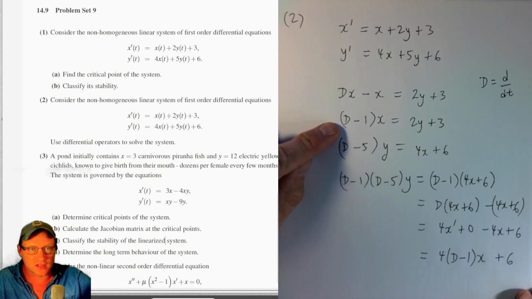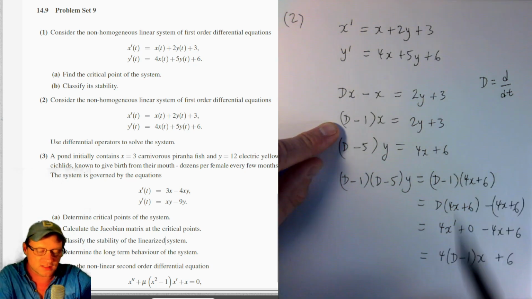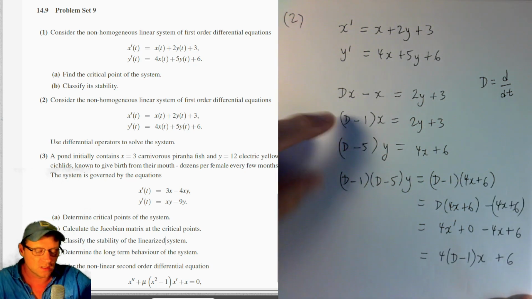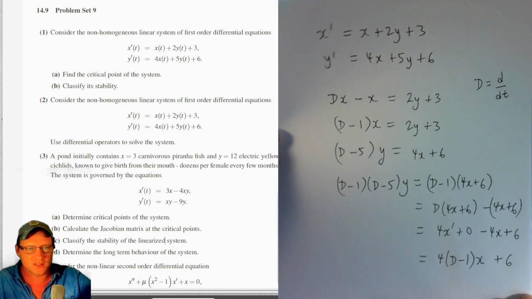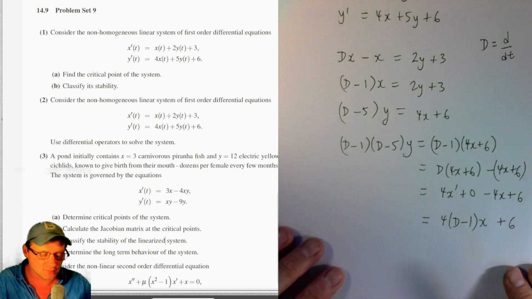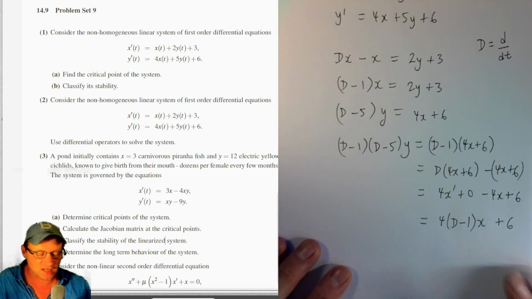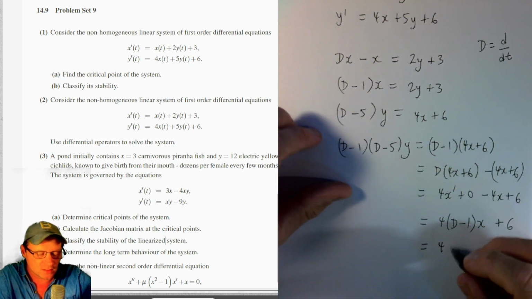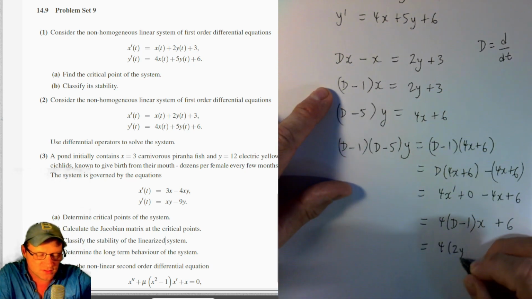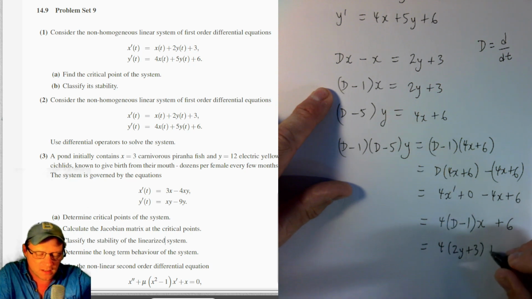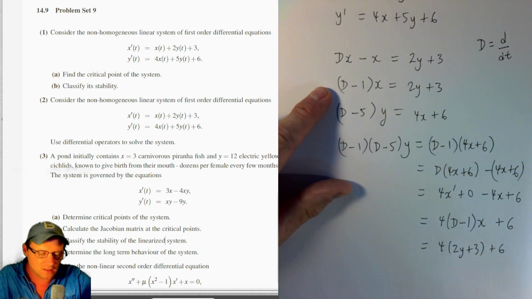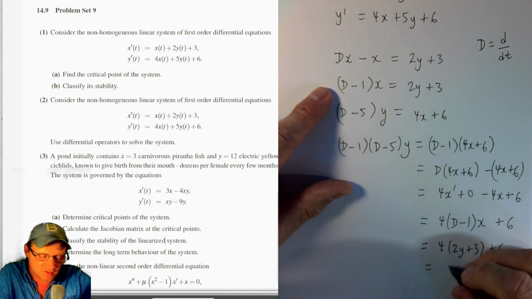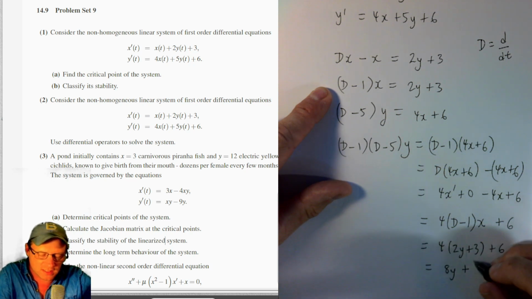Okay, so now what we can do is take this (D - 1)x and sub that in there and get a differential equation that is second order. And that's what this process does. Okay, so we have 4 times, in brackets, (2y + 3), and then plus 6. And so if I expand that, I've got 8y + 12 + 6 is 18.